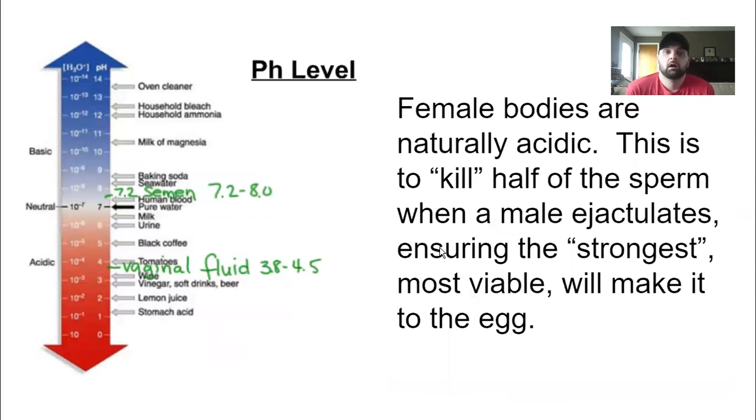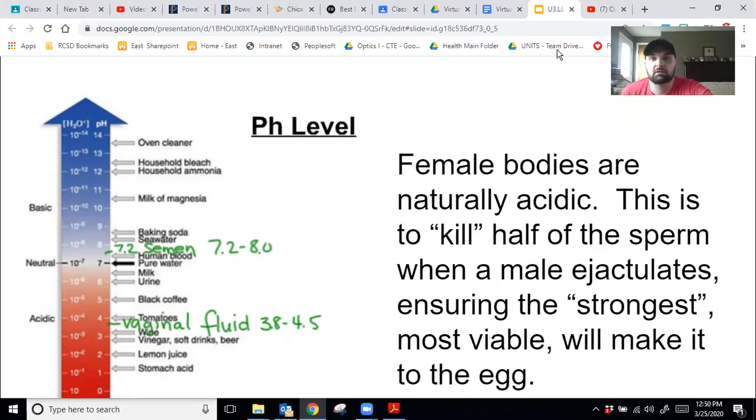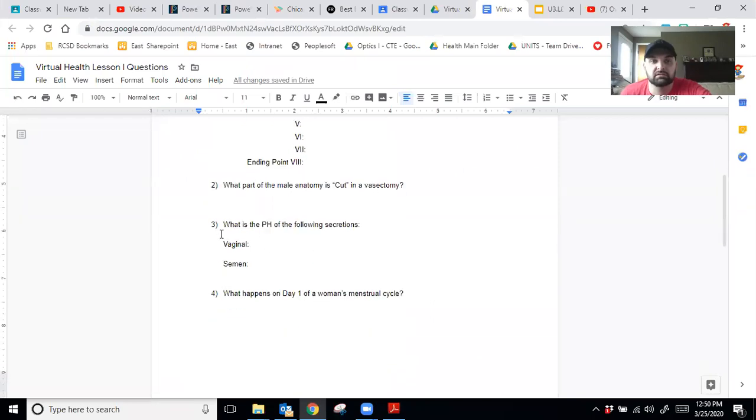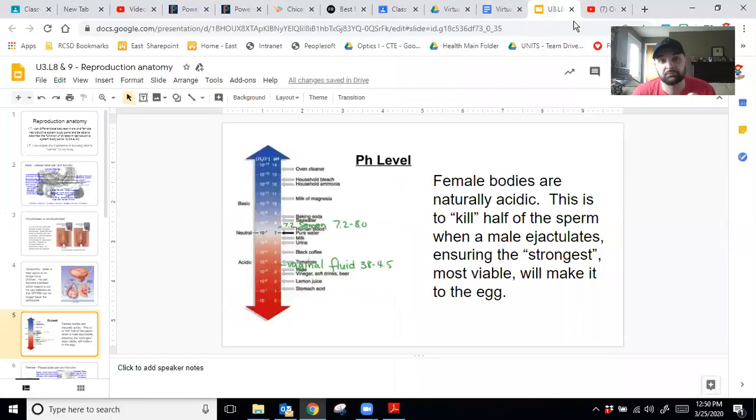Now, when we move on to the female side of things, there are several different questions that I have for that, but the next question, I'll go back to my questions, is number 3. What's the pH of the following secretions? Vaginal secretions and semen each have their own pH. And when you're talking about pH, yeah, I'm talking about acidity. I'm talking about bases, right?